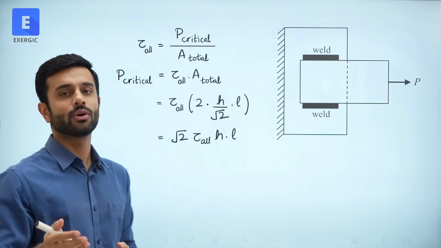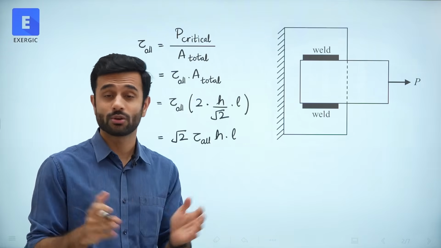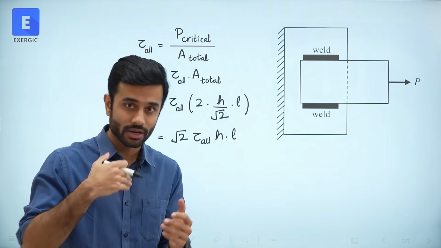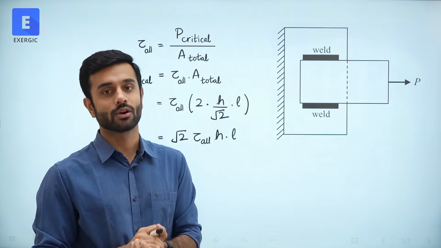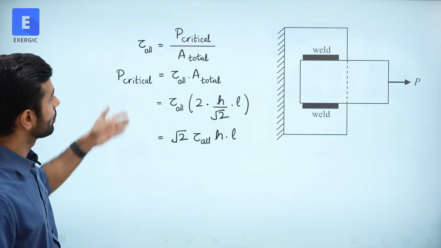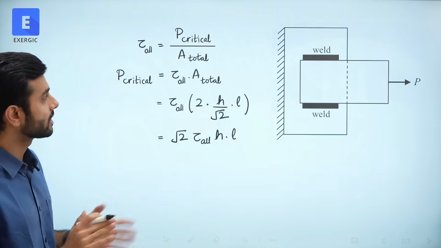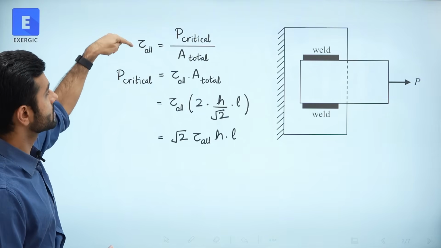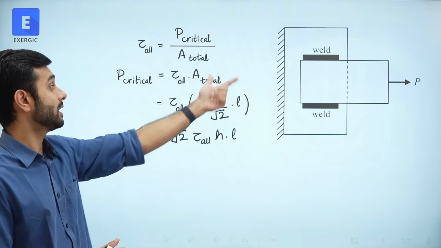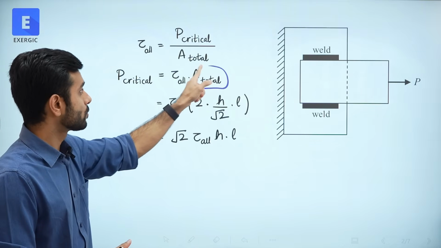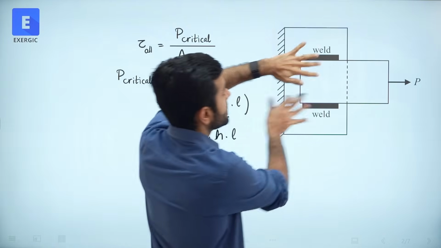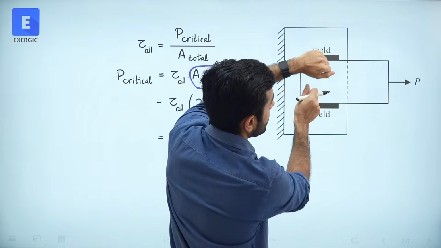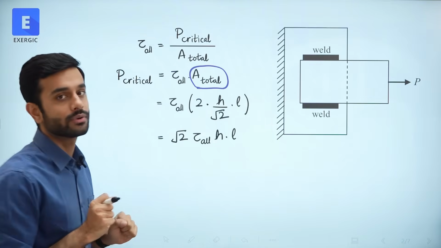Maybe some of you watching the video are freshers who haven't covered this concept so far, or haven't got into the numerical side of it. So you can pause the video and look at this calculation. It's pretty straightforward, right? Allowable shear stress is load by area. Critical load is tau allowable multiplied by area. What area? Total area, the total area which these welds are resisting. This is the main thing here, right? That total area which these welds are resisting, that area you have to take.